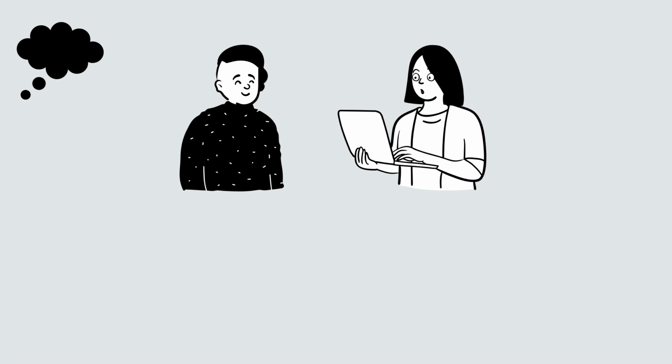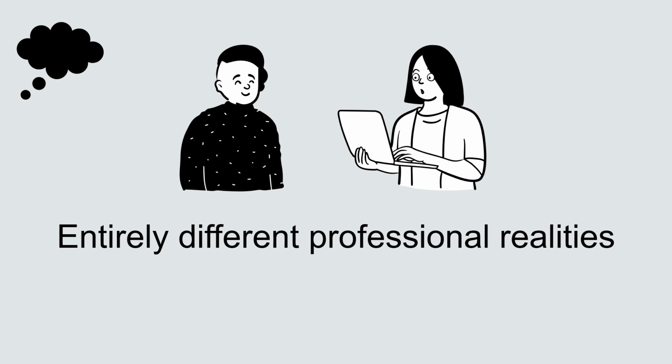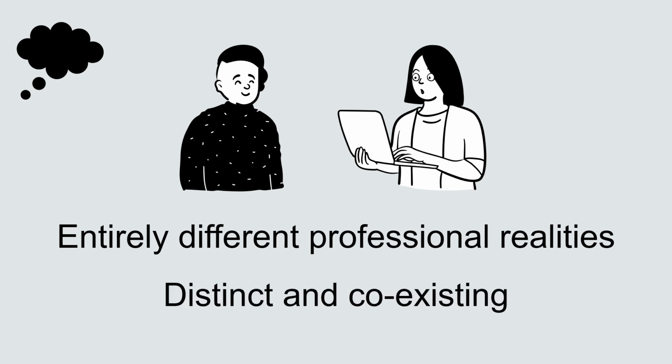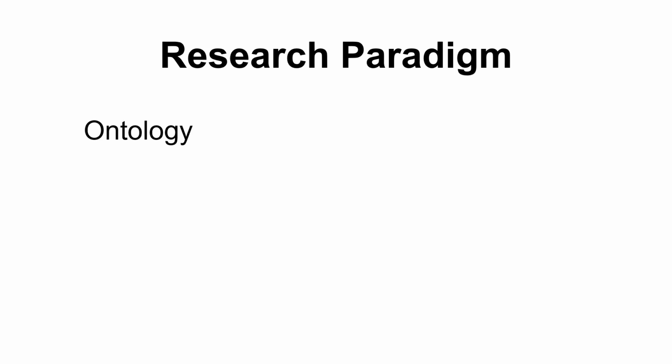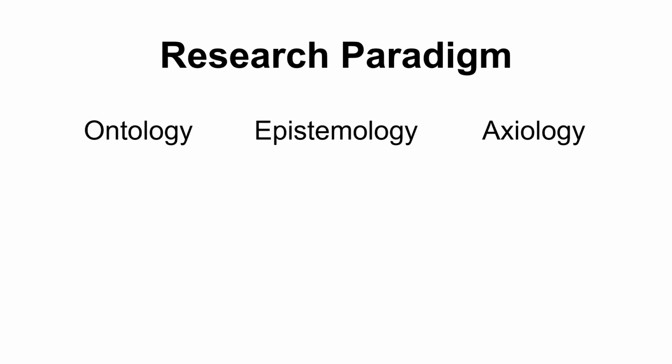These two teachers are in the same physical institution and are experiencing the same technological disruption, yet for them the change represents entirely different professional realities. Constructivists view these realities as distinct and coexisting truths. So let's start by looking at the ontology, epistemology, and axiology of constructivism.